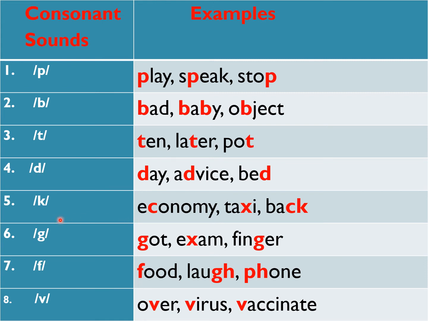Now, pay attention here. The K sound: economy, K. Taxi. You see, the letter X is represented using two symbols, which are K and S. Taxi, X. Back, K, right?